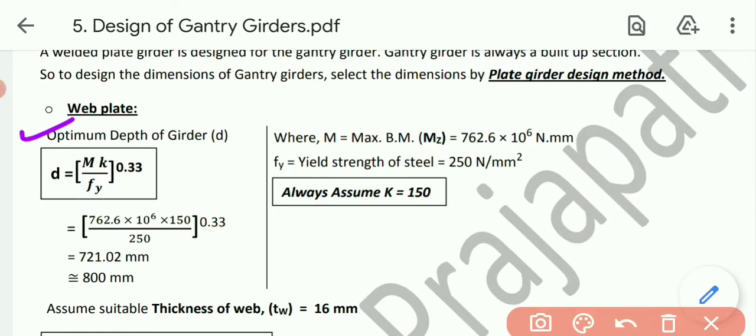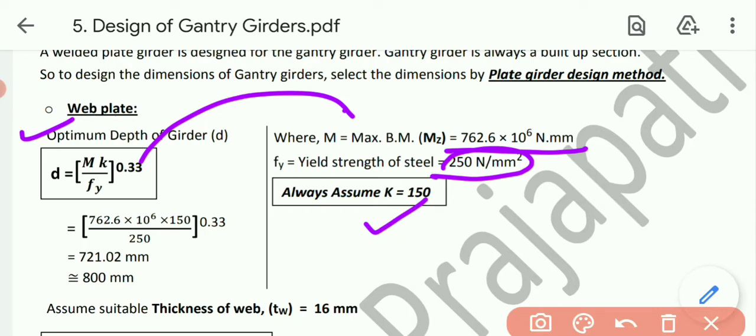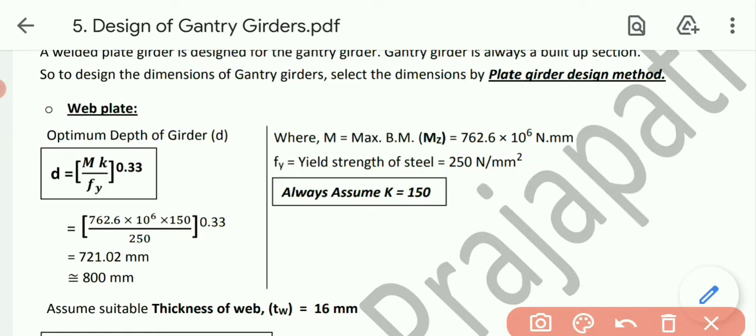So first of all, the web dimensions. D equals (M K by Fy) raised to 0.33, where M is the maximum bending moment, 762.6 into 10 raised to 6 Newton mm, Fy is 250 Newton per mm square, and K is always assumed as 150. Putting down the values, 762.6 into 10 raised to 6 into 150, whole divided by 250, raised to 0.33. By simplifying, I get 721.02 mm. Let's take the round figure, that is 800 mm. So that's my requirement criteria for the depth. I'm assuming the depth as 800 mm.